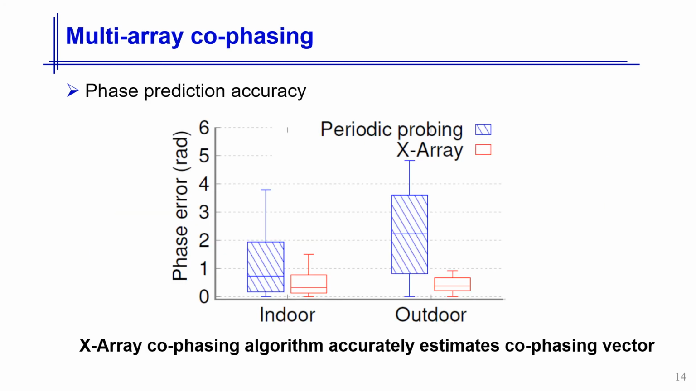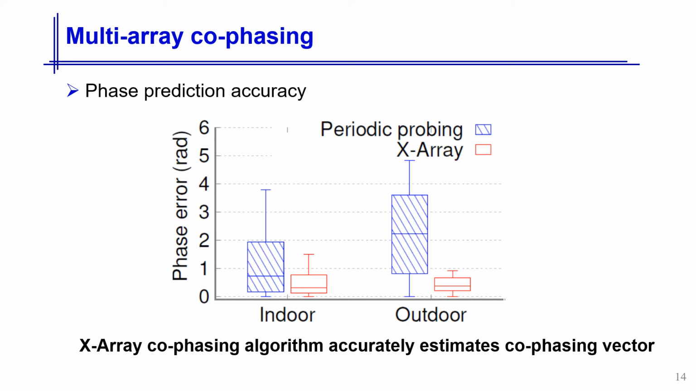We then examine X-ray's phase prediction accuracy. We conduct the co-phasing experiments by arbitrarily walking along 10 rows inside an office building and repeat the aforementioned point-wise measurement in outdoor open space. As we previously observed, the phase change rate estimated by X-ray shares a highly similar pattern with the ground truth.